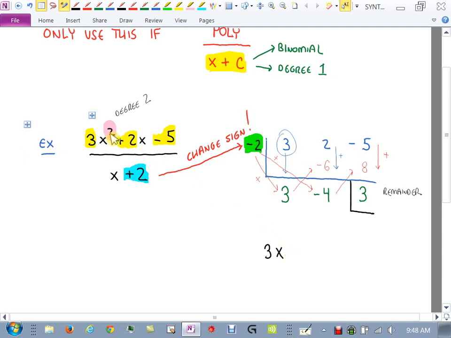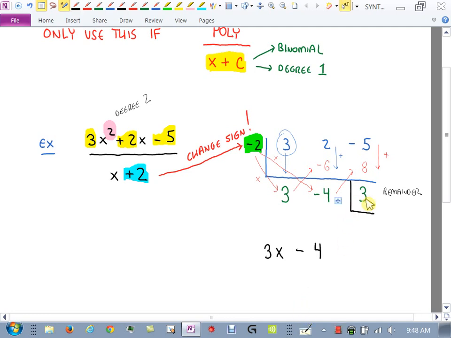What if this had been a 4? This would be x cubed. If this was a 7, this would be x to the 6th. All right? And then the rest of the numbers, which in this case there's only 1, the powers on the x just keep coming down. So what's the next power below x? Nothing. No x's, right? So that's why I just put minus 4 here.